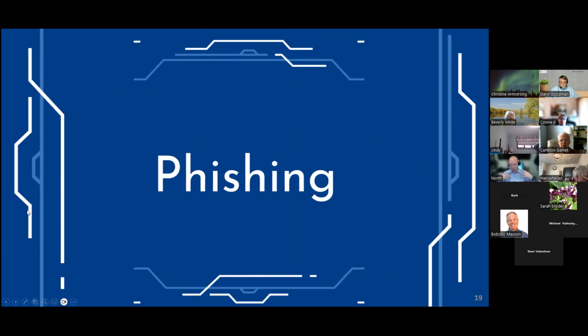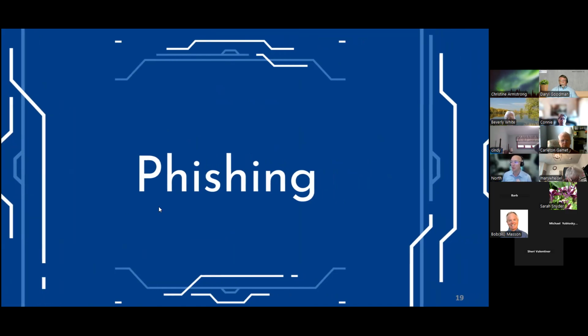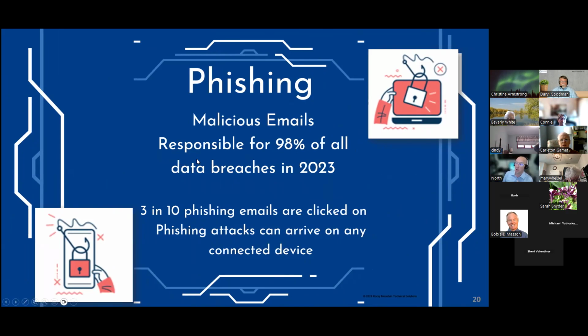Now, let's talk about phishing. Everybody knows about phishing. If you don't know about phishing, welcome to 2024. This is one of the most common attacks on the planet right now. It is a malicious email. Malicious emails are responsible for, again, an incredibly high number of data breaches. 98% of them actually start with phishing emails, and that's as of last year, 2023. 3 in 10, that's a 30% success rate. 3 in 10 phishing emails are clicked on.